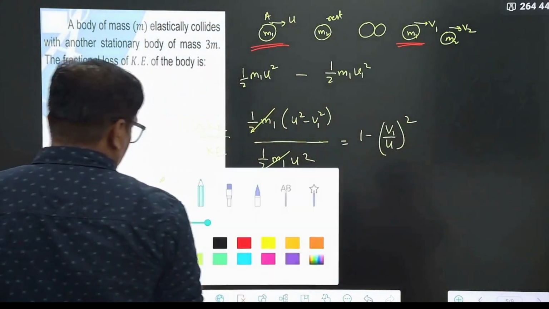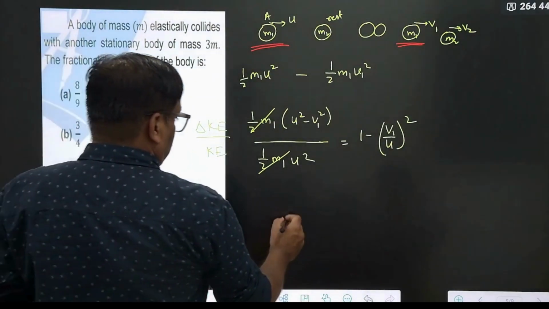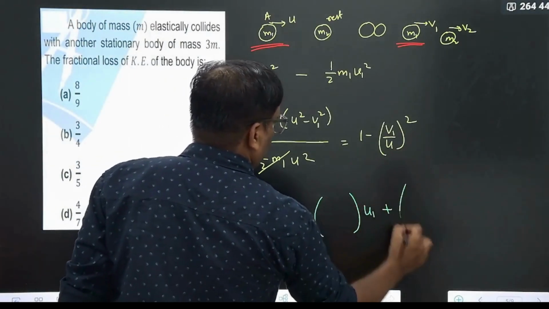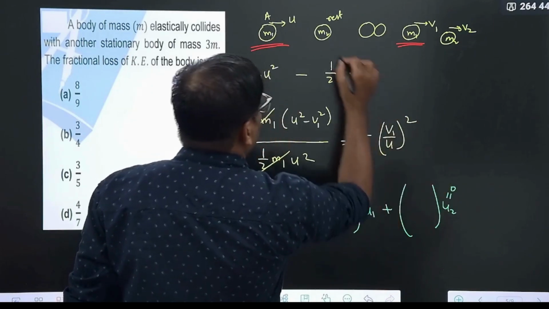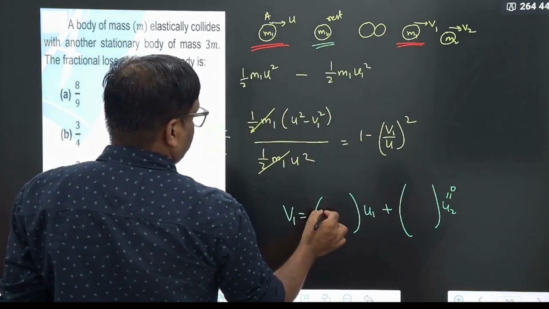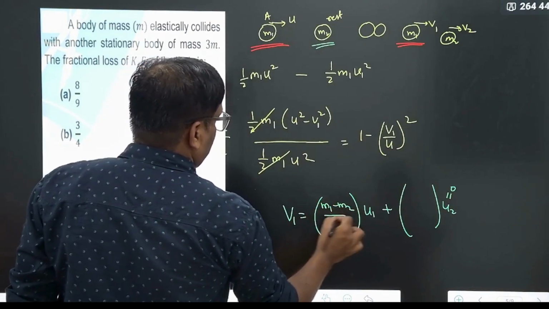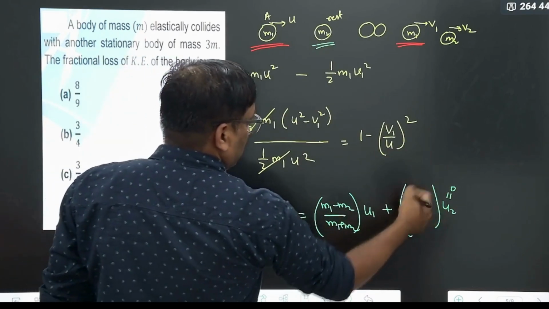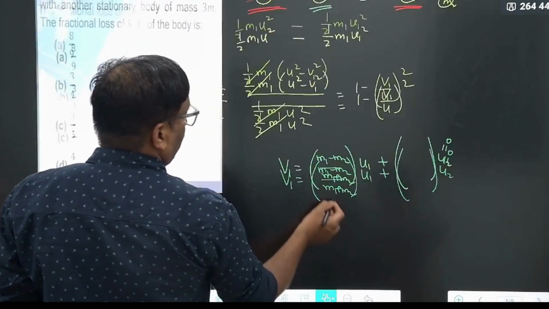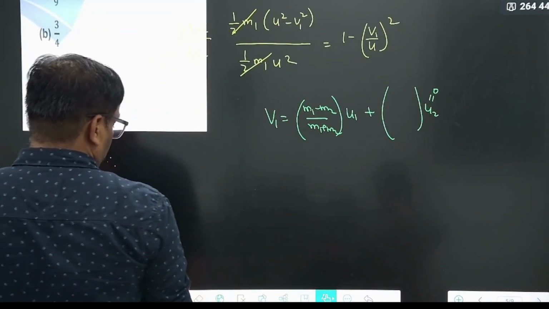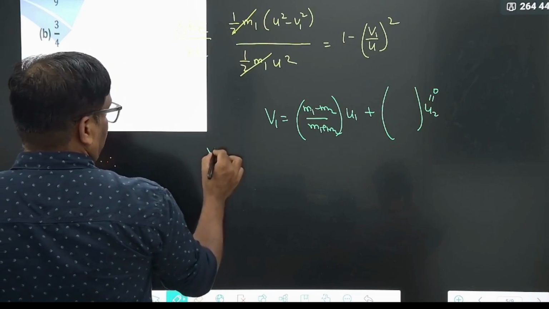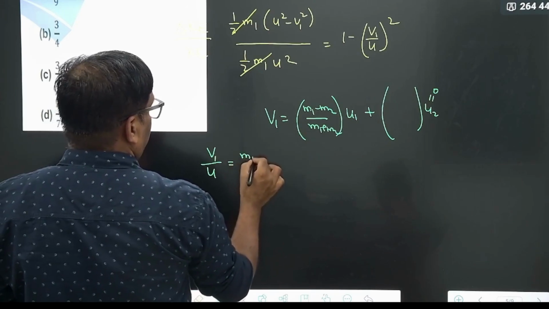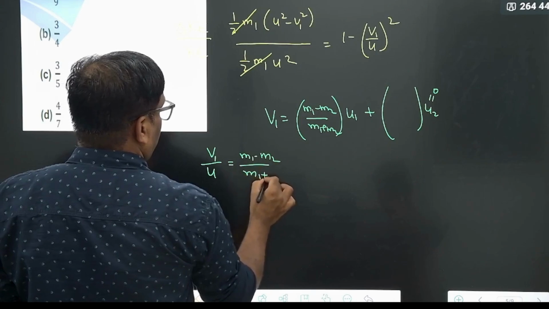So, what is the formula we wrote yesterday? v1 is equal to, we wrote yesterday, u1 plus, and here u2 was 0 because it is at rest. So how much is this now? This is m1 minus m2 by m1 plus m2, correct? Elastic collision. This was 0, so this entire thing will be 0. Now, what can you write? Here v1 by u, that is, u1 is nothing but u, is nothing but m1 minus m2 by m1 plus m2.